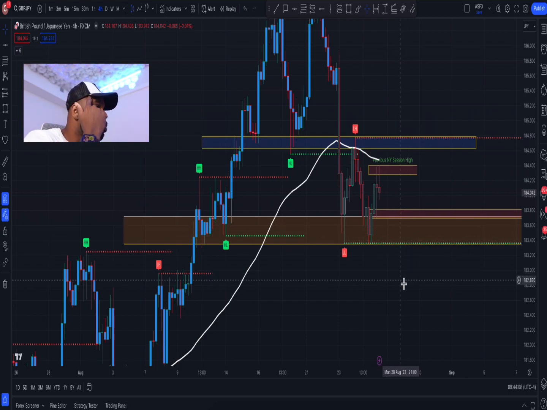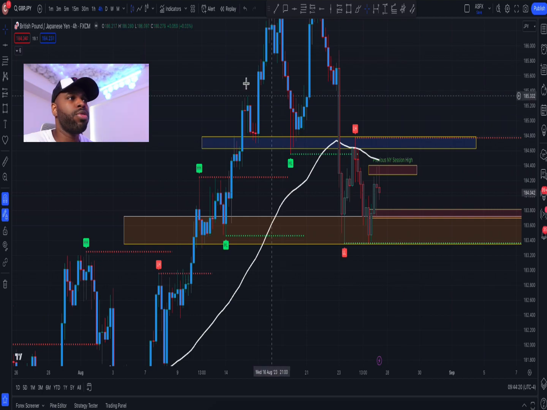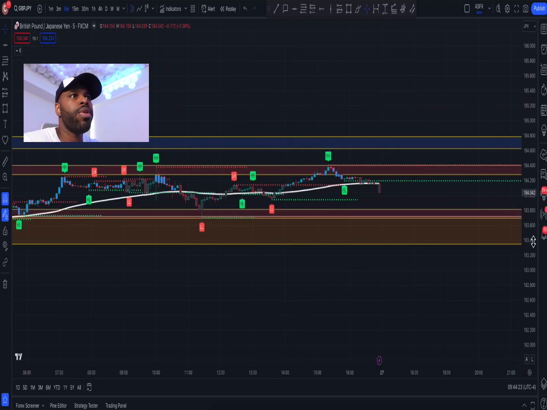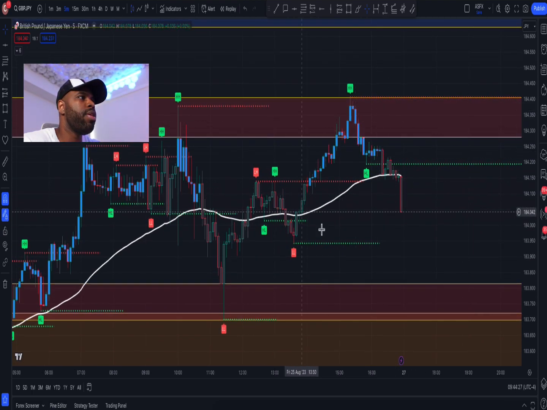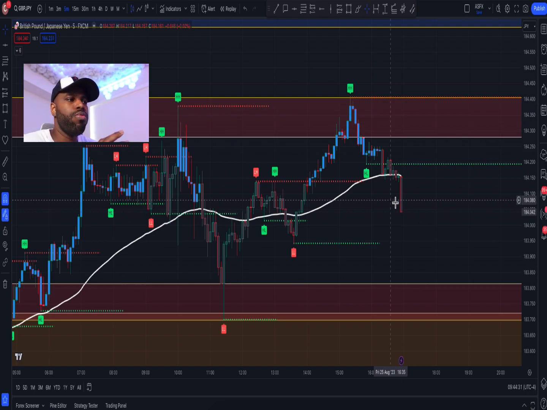So market structure is very, very important. You want to figure out what type of market you're in. Are you in an uptrend or are you in a downtrend? Once you figure that out and you have your zones, then you can go down to the 5-minute chart, and you'll know what areas you want to be trading at. You want to trade in these zones.